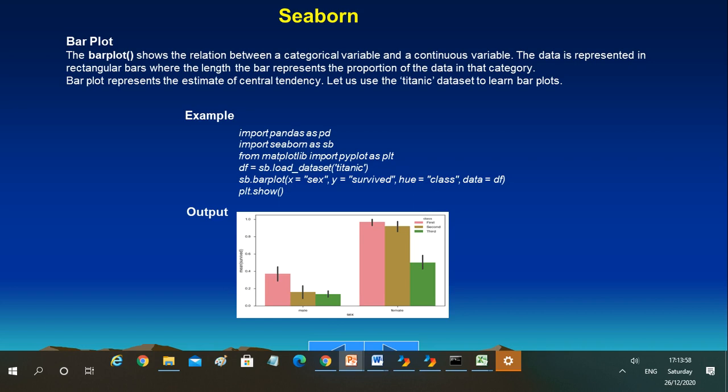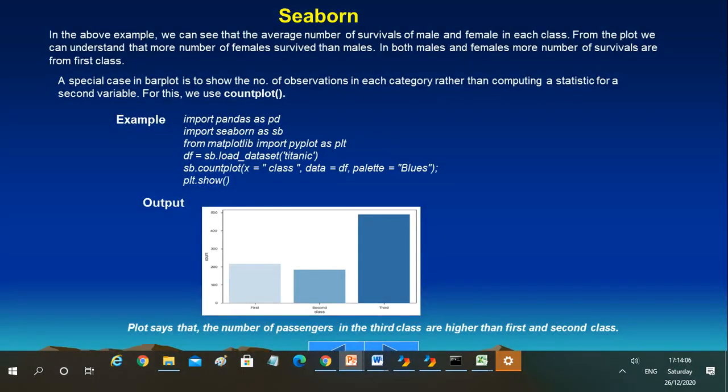And once you execute this particular code, you will get this kind of a bar plot, right? Now in the above example, we can see the average number of survivals of male and female in each class. From the plot, we can understand that more females survived than males. In both males and females, more survivals were from the first class.